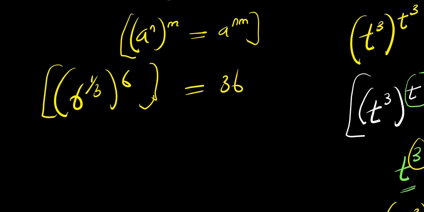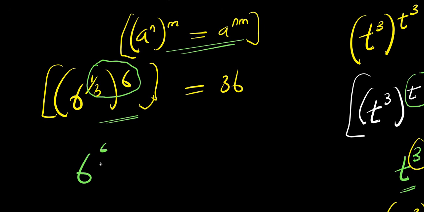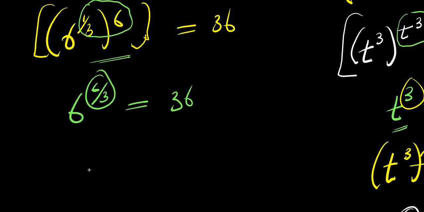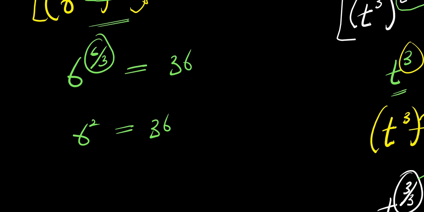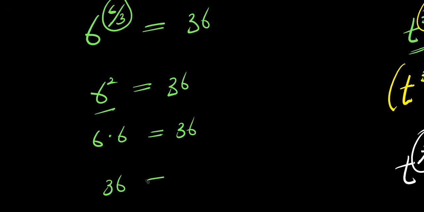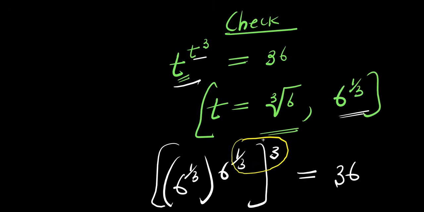So right now, we also apply this same identity here once more by multiplying this out. So we have 6 power, this is 6 over 3, and this equals 36. So 6 divided by 3 is 2. We have 6 power 2 equals 36. And obviously, 6 to the power of 2, that is 6 times 6 equals 36. And that means we have 36 equals 36. Left hand side equals right hand side. So ladies and gentlemen, that is it for t.